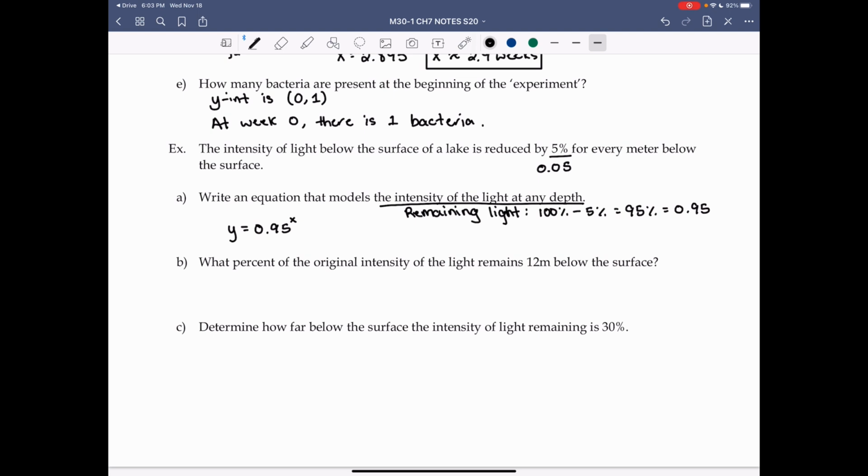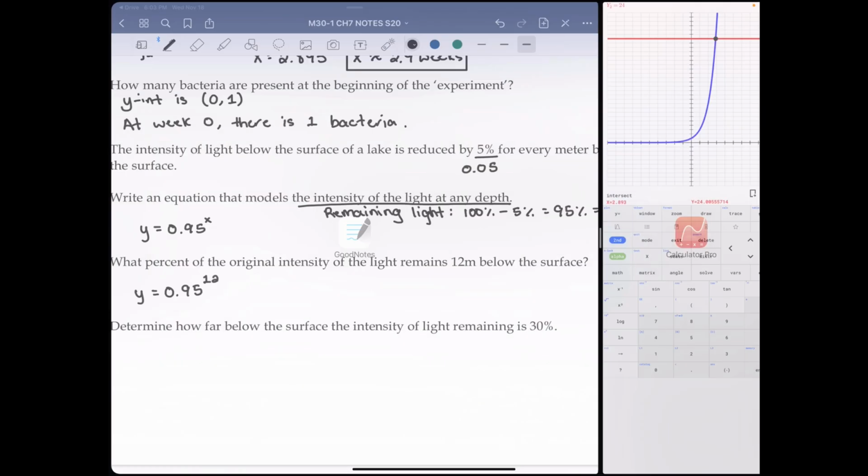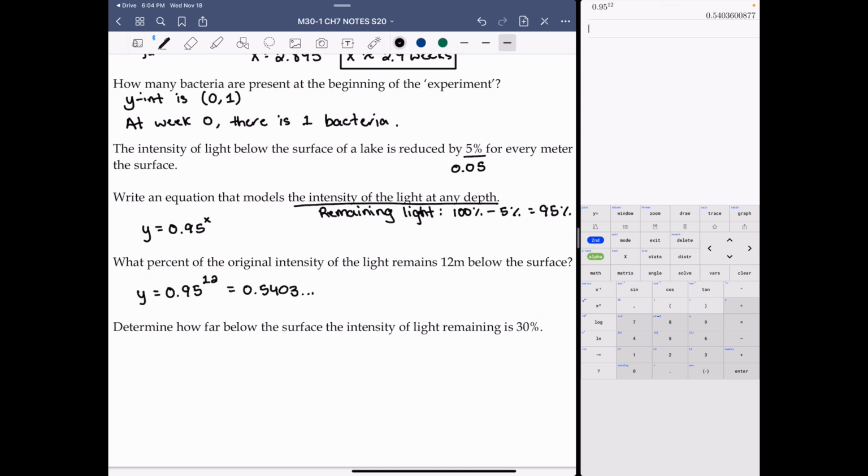B, what percent of the original intensity of the light remains 12 meters below the surface? That would be y equals 0.95 to the power of the depth, in this case 12. Then we calculate that. 0.95 to the power of 12 is 0.5403. This is the percent as a decimal, so we need to convert it to percent by multiplying by 100, which is approximately equal to 54%.